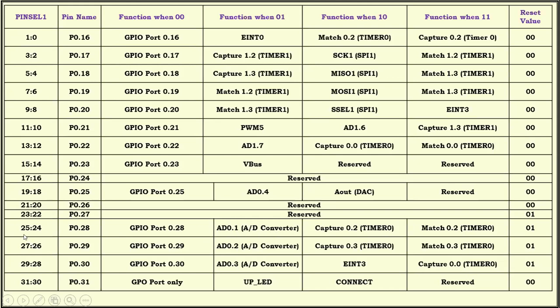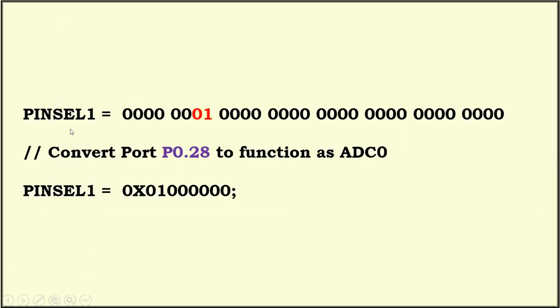That's why here we can put 00, 01, 10, 11. But here we want to use P0.28 as ADC 0. That's why you have to write 0, 1 here. So you have to write 0, 1 to select P0.28 as ADC. That is 0, 1. I want to use P0.28 as what? A to D converter. Therefore, you have to write 0, 1 here.